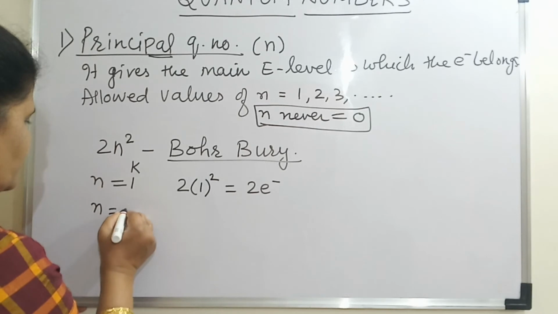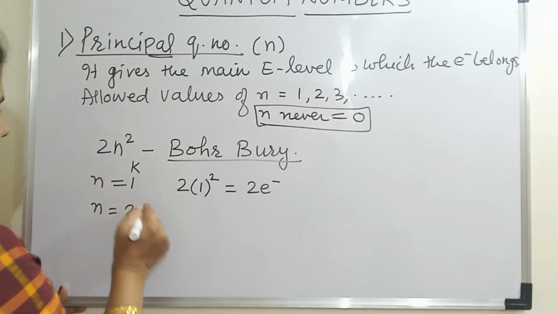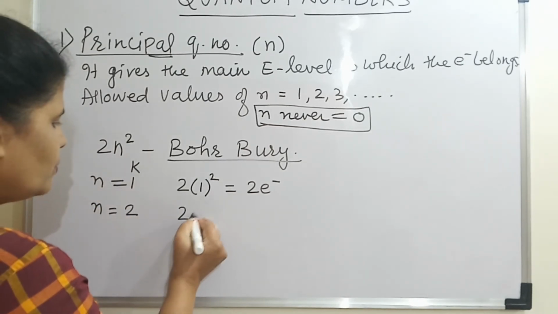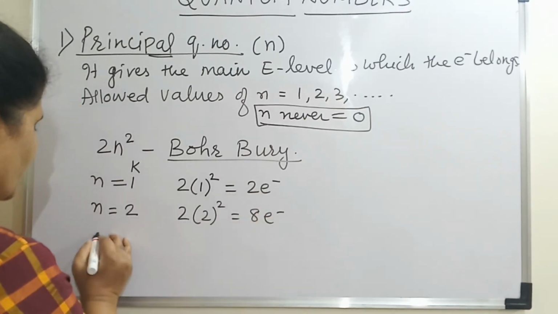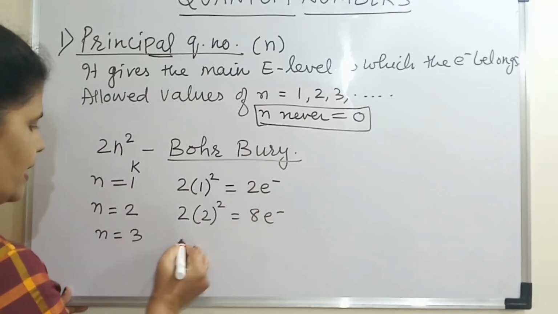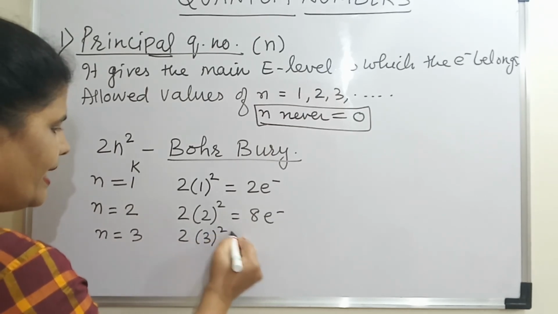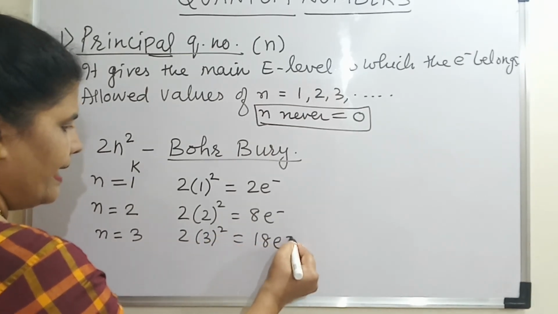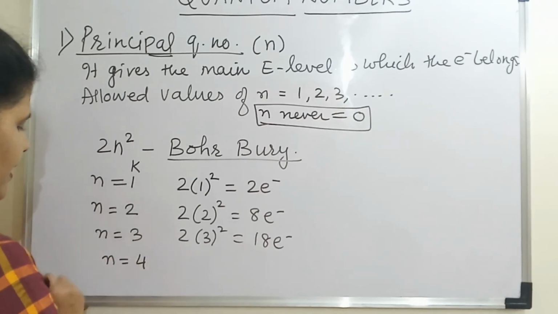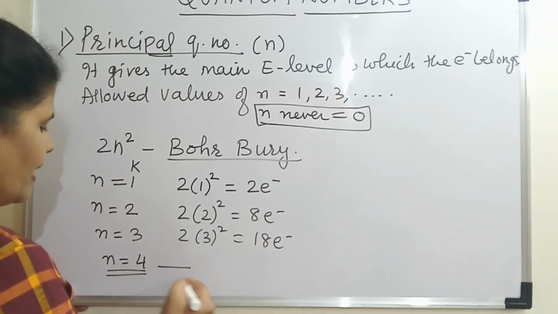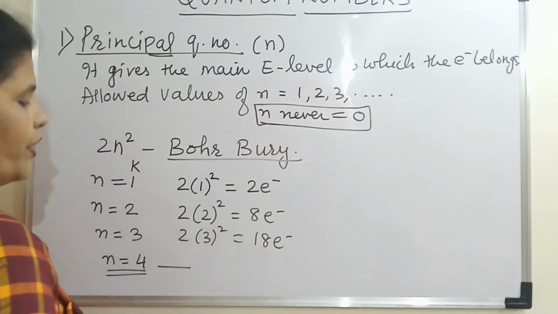When n is equal to 2, meaning the electron is in the L shell, then it will be 2 times 2 square, so it will be 8 electrons. Similarly, n is equal to 3, so it will be 2 times 3 square, so it will be 18 electrons. You can find the number of electrons you can fill when n is equal to 4, and you can try this for your practice.